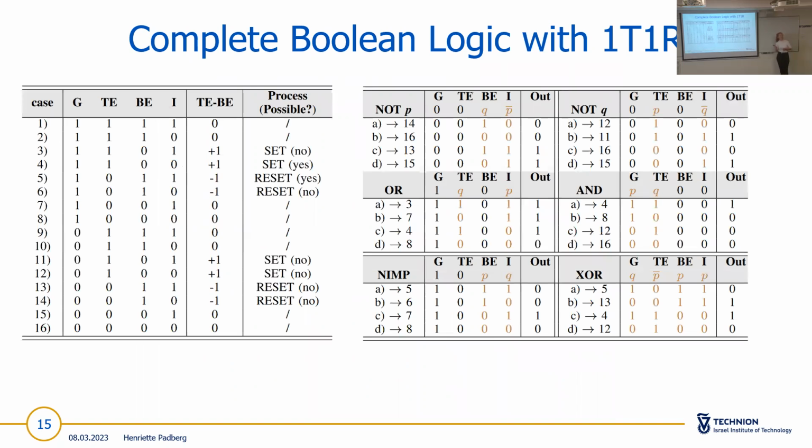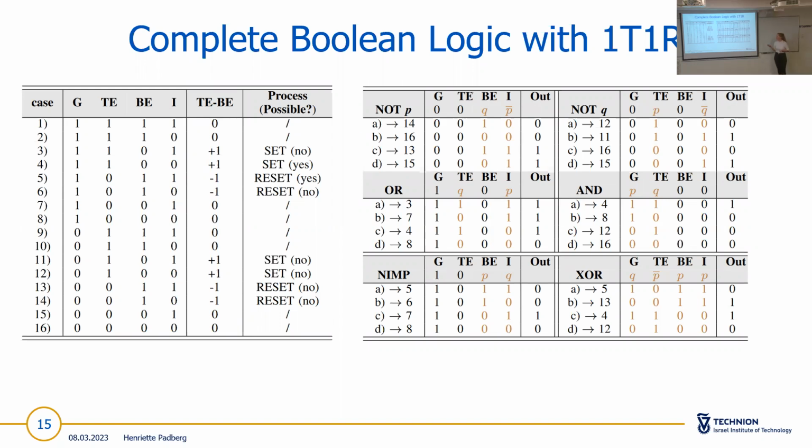Now what we want to do experimentally. So I chose 6 of the Boolean functions because they are very important for different applications. So it's the NOT P, NOT Q, OR, AND, NIMP, and XOR function. And then I filled in all the cases for P and Q for each logical function.